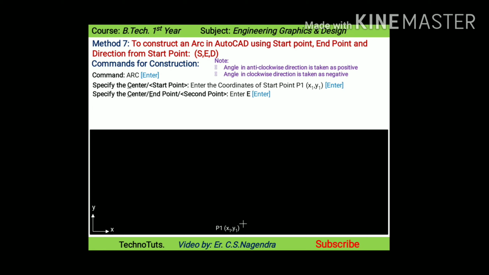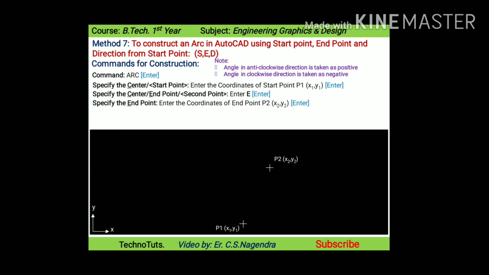After that, the computer will again ask you to specify the center, end point or second point. You have to give the end point, so type there E and press enter key. After that, the computer will ask you to specify the end point. So enter the coordinates of the end point, say point P2 having coordinates x2, y2. After entering the coordinates, press enter key. You will see point P2, which is the end point, also visible on the screen.